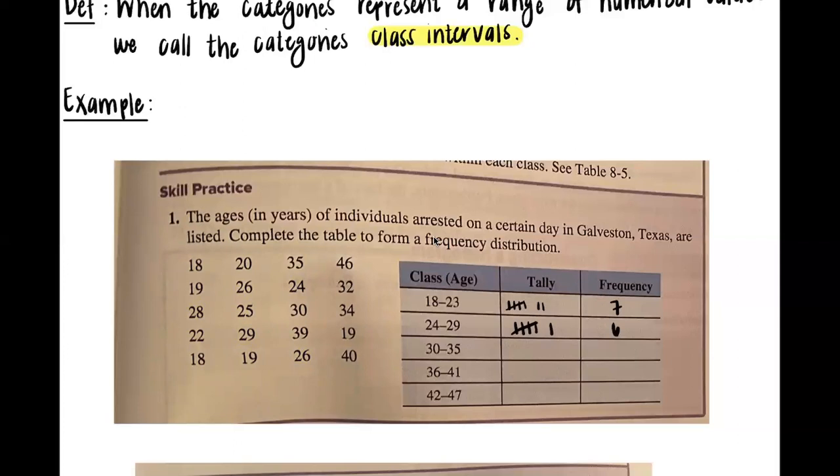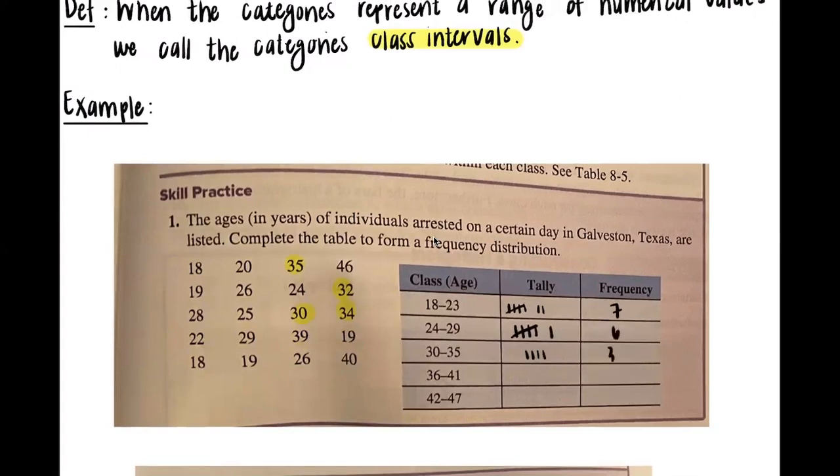Then we have 30 to 35. So we have 35, 32, 30, and I believe that's all. So 3. 36 to 41. We have a 39-year-old. That's 1. Oh, there was one more. There was a 34-year-old for the last one. This should be 4.